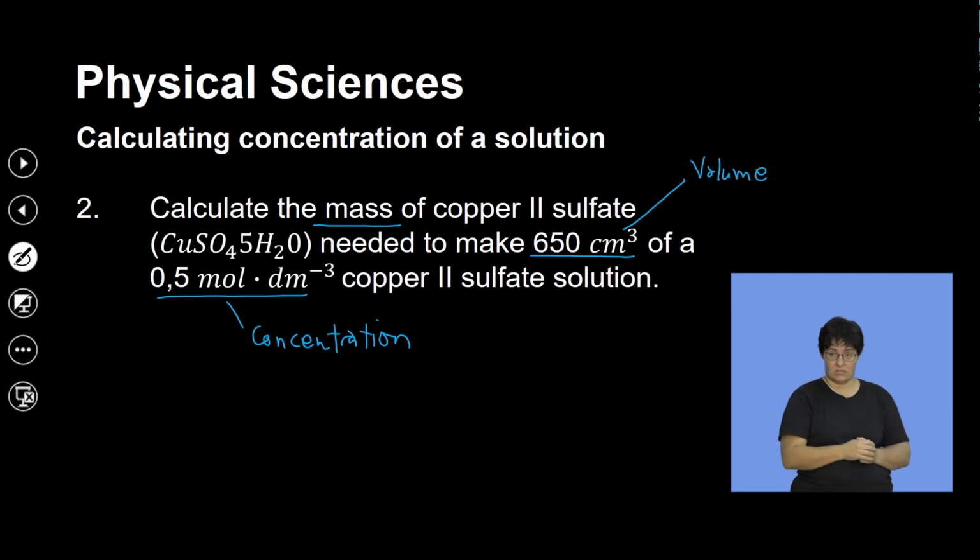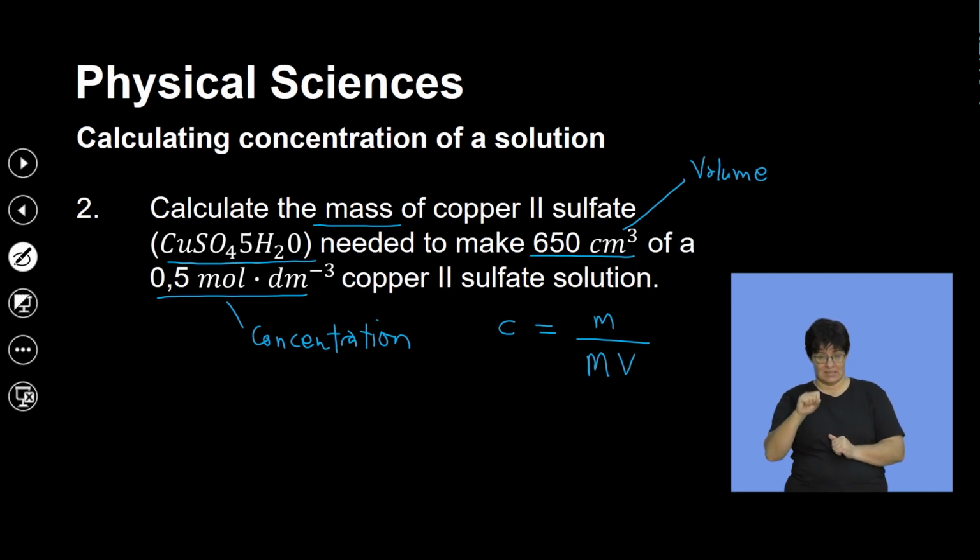But this is hydrated copper 2 sulfate, because it has got water of crystallization. It would typically be a blue solid substance at room temperature, right? So the question here, we want to determine the mass. What do we know? We know that concentration is equal to mass over molar mass times volume, okay? So we have the concentration, but we also need to know the molar mass of this substance.